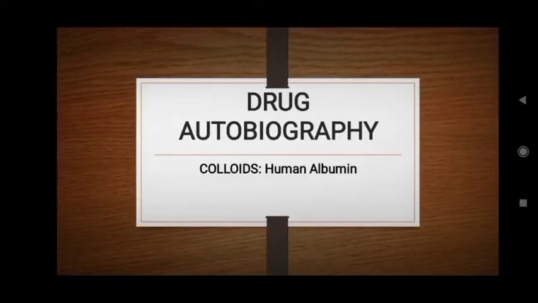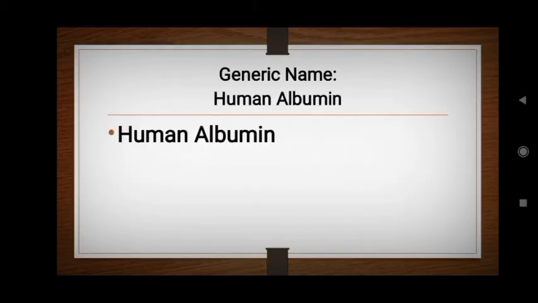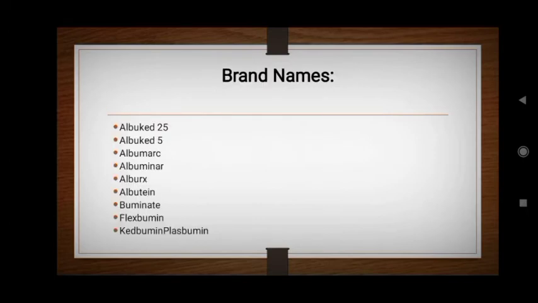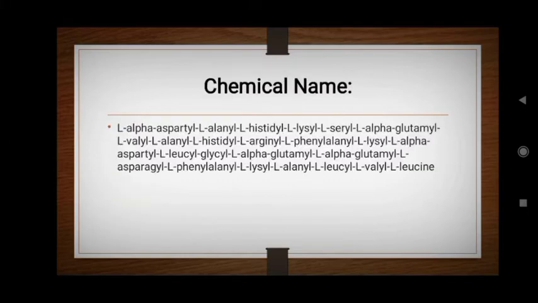Today, I am human albumin. My drug name? For generic name, I'm human albumin. For brand names, I'm Albuc 25, Albuc 5, Albumark, Albuminar, Alburix, Albutin, Buminate, Flexbumin, Kedbumin, Plusbumin. This is for my chemical name.